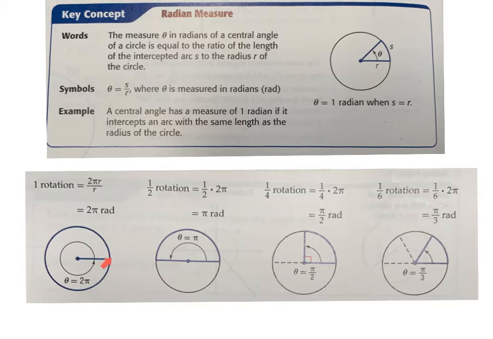Down here, if we look at an entire circle, we'll start with that one. An entire circle, that's 360 degrees. So what would that be in radians? Well, the formula to find the circumference or the measure of an entire circle is 2 pi r. And then we also have to divide by r because it's a ratio. So 2 pi r, they said radians is the length of it divided by the radius.